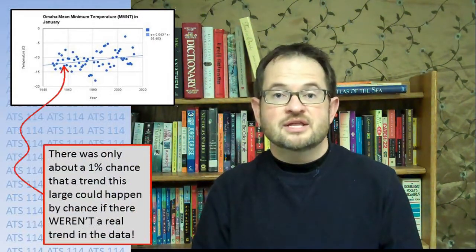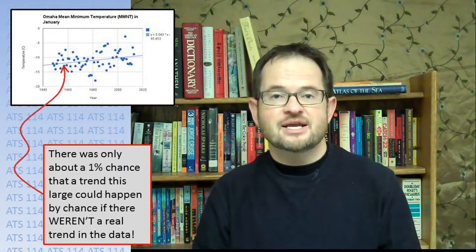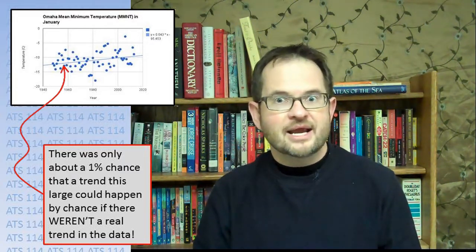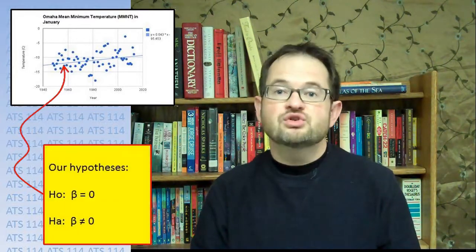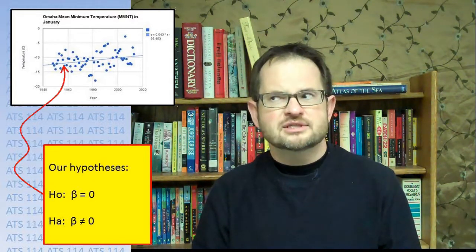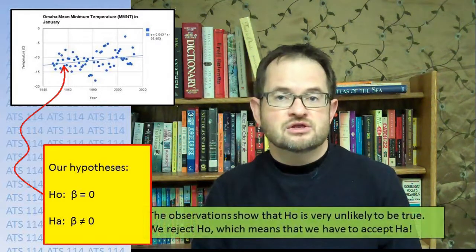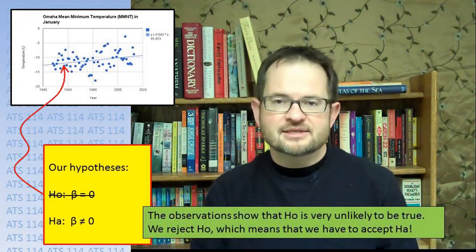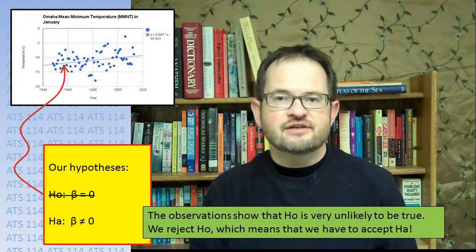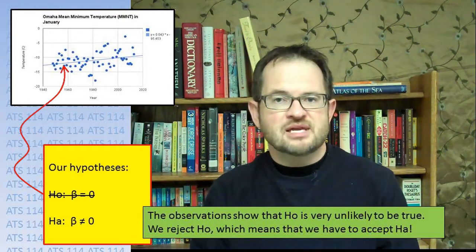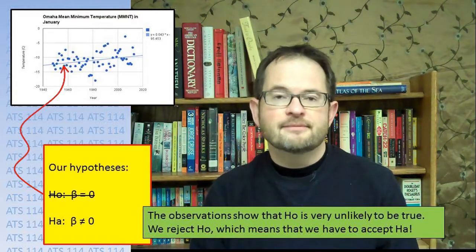Okay, welcome back. Hopefully you were able to get that last activity to work. If it did, you saw that from Omaha's monthly mean minimum temperatures in January, there is a statistically significant temperature trend. That's really interesting and important information if one's trying to get a handle on global warming and what it might end up meaning. To get to that point, you discovered that the null hypothesis, that there wasn't a real trend in the temperatures at Omaha, was extremely unlikely given the observations. Therefore, you were able to reject the null hypothesis, which forces you to accept the alternative hypothesis that there is a trend in the mean minimum temperature in Omaha in January.